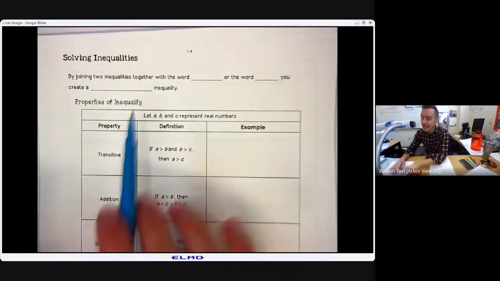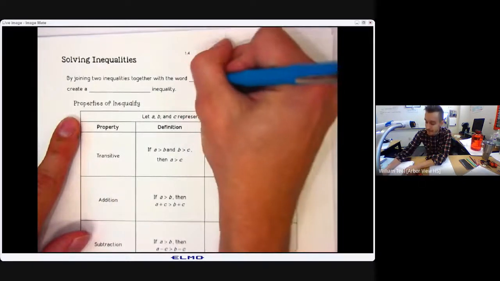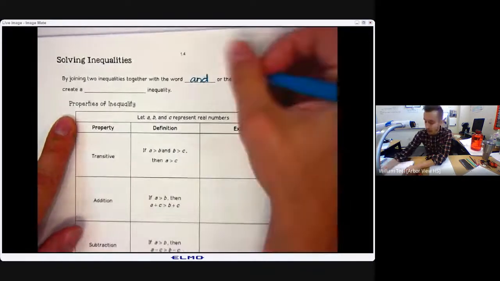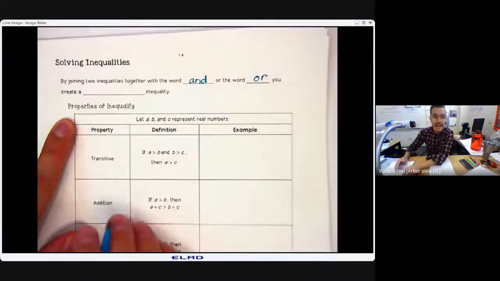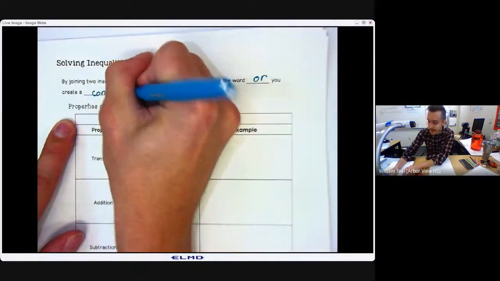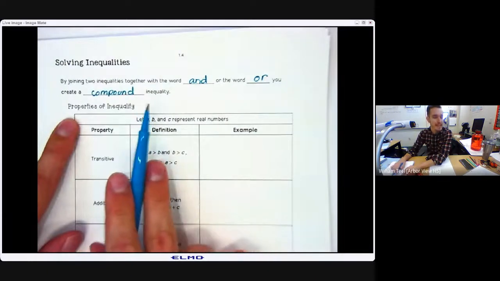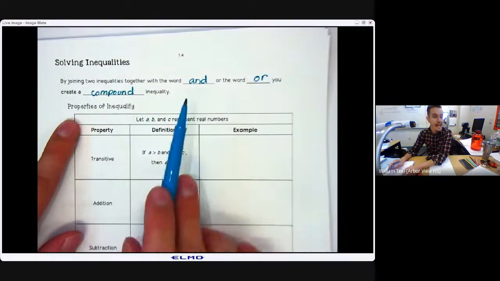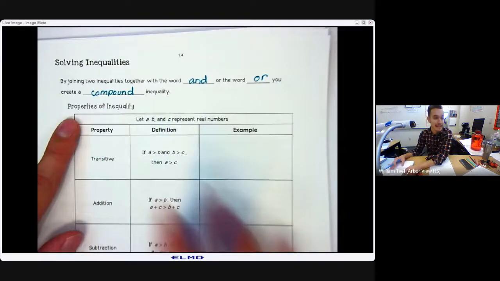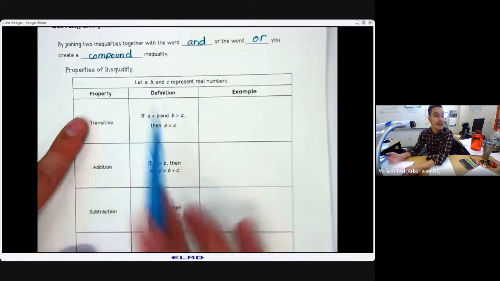First of all, by joining two inequalities together with the word and or the word or, you are creating a compound inequality. So if we're taking two separate inequalities, two separate statements that have inequality symbols in them, and we're joining them together, then we are creating a compound inequality. Now, before we go more into compound inequalities, let's go over some properties of the inequality.